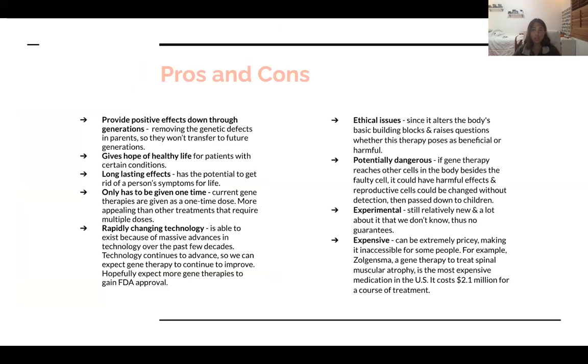And it also has long lasting effects because it has the potential to get rid of this person's symptoms for life. And it only has to be given one time. It's a one dose for the human gene therapy, whereas other treatments, they require multiple ones. And lastly, it's a rapidly changing technology. It's constantly evolving and growing with its uses, and we're learning so much from it. And hopefully with the FDA, we would get more approvals for certain human gene therapies to be used.